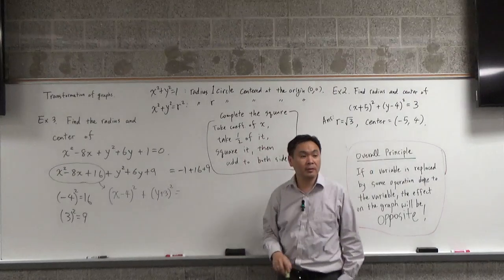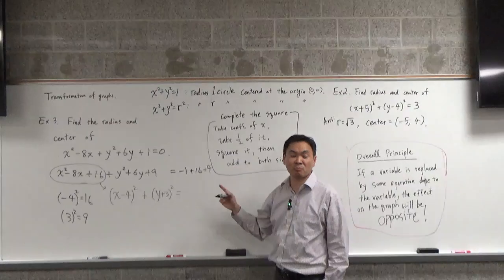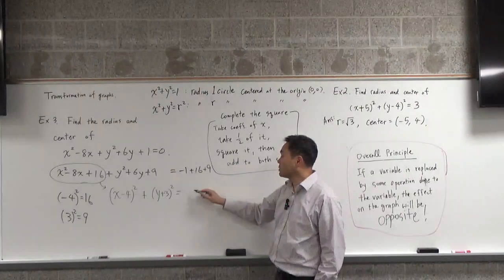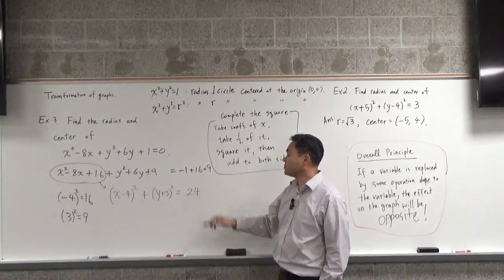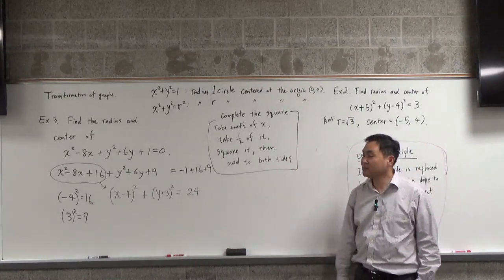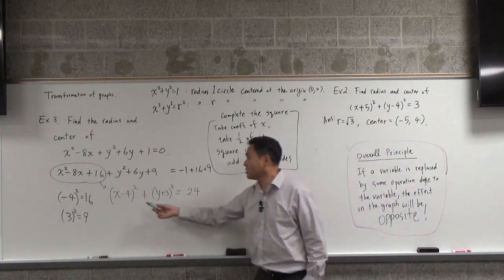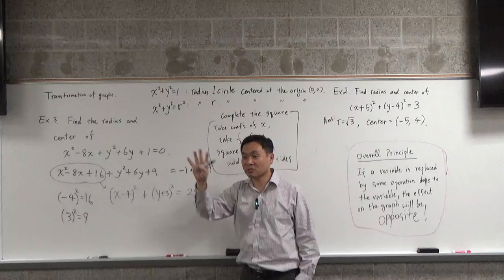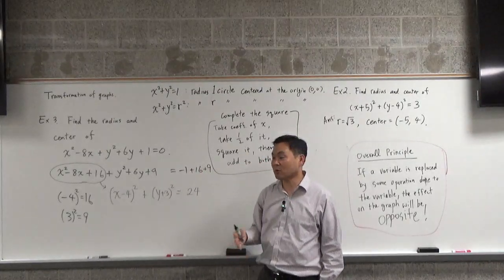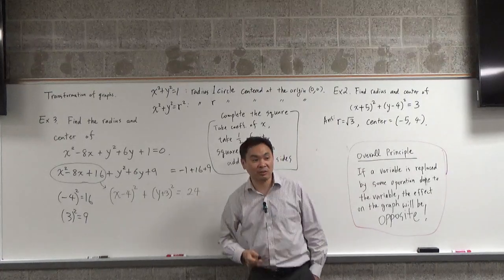Okay? Now what? You have -1 plus 16, which is 15. 15 plus 9 is 24. Okay? So that now looks more like our previous ones. Okay? We see that these are translations. It moves up or down, left or right, something like that. And this controls the radius. What's the radius?